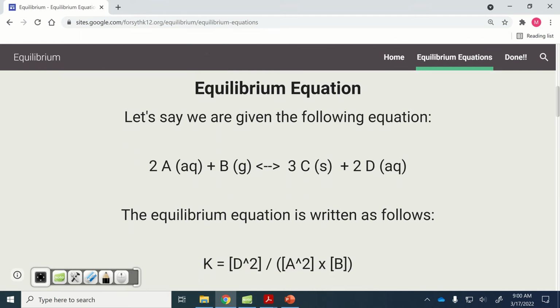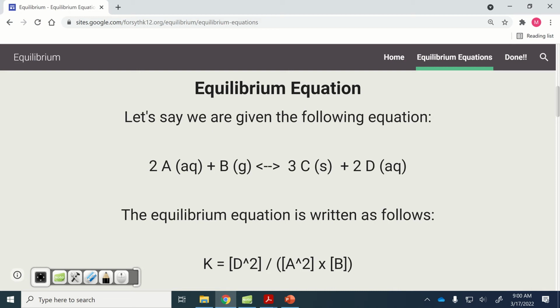I'm going to jump right into it and go, here's the equilibrium equation. So we have a chemical reaction. Let's say we have 2A aqueous reacts with B gas, which is at equilibrium with 3C, which is a solid, plus 2D aqueous. Real quick, just to make sure we're really clear about this, A, B, C, D are different compounds.